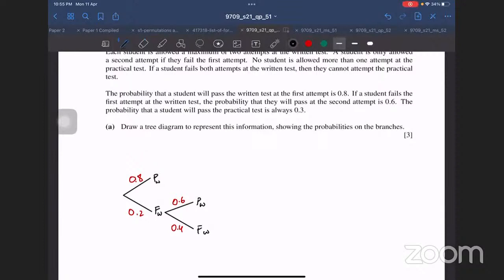Then it says that the student will pass the practical test. So from here, what continues is the practical test. So pass the practical test, fail the practical test, pass the practical test, and fail the practical test. The probabilities are 0.3, 0.7, 0.3, 0.7. Now, I always tell my students to first write down the outcomes so that the next parts are easy then.